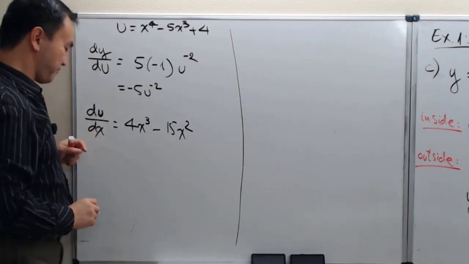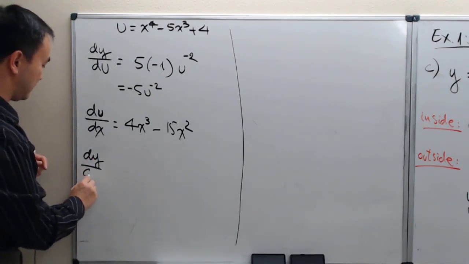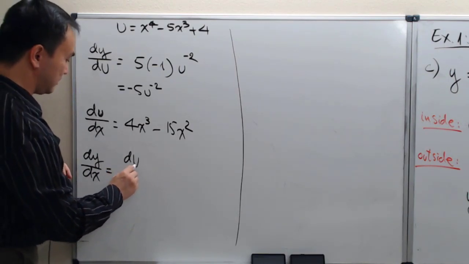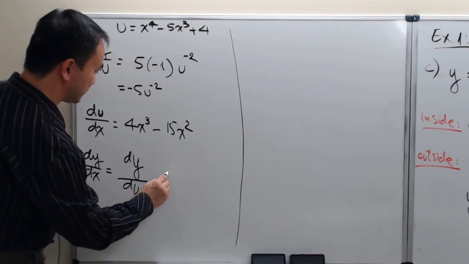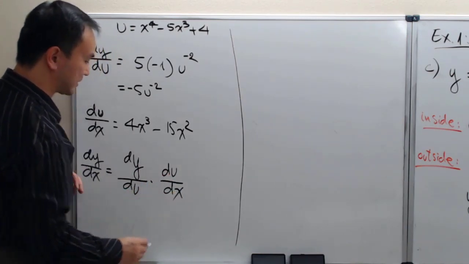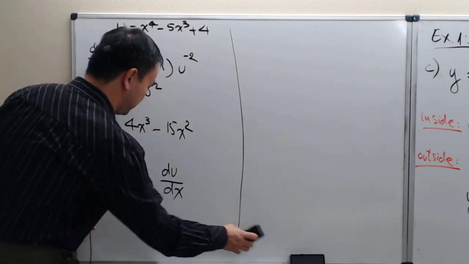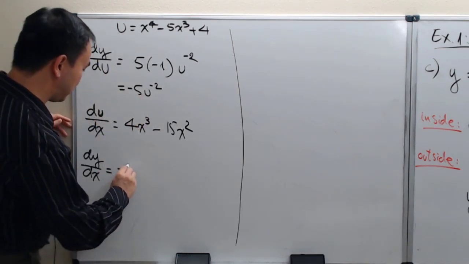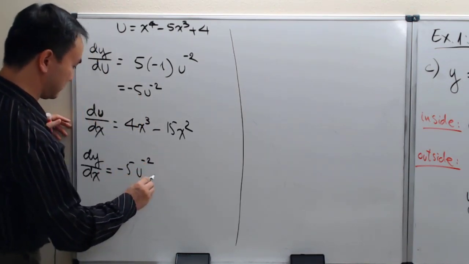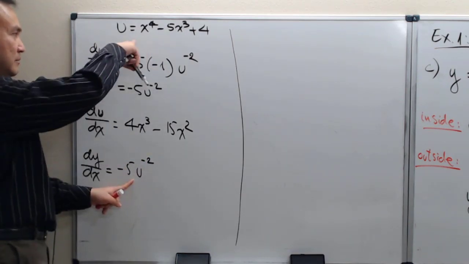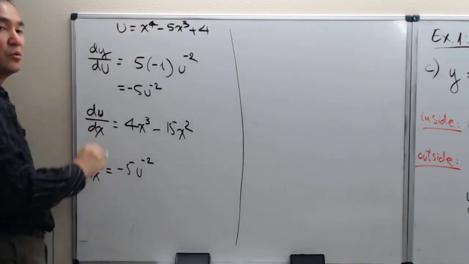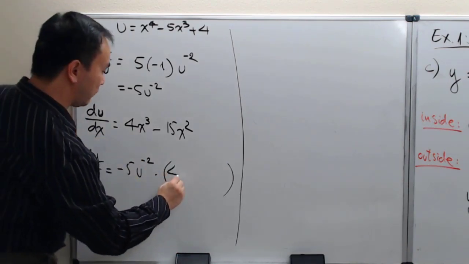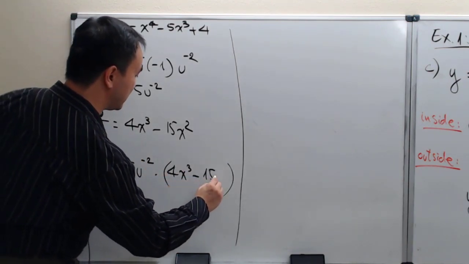And so now our final derivative, the final derivative dy dx, requires us to put in dy du times du dx. So remind yourself about that. And so now putting the pieces together, dy du is this: negative 5u to the negative 2 power. It's still okay that I have not substituted back the original substitution for what u was. It's okay to leave it like that. And then multiply with, so now du dx here is the 4x cubed minus 15x squared.